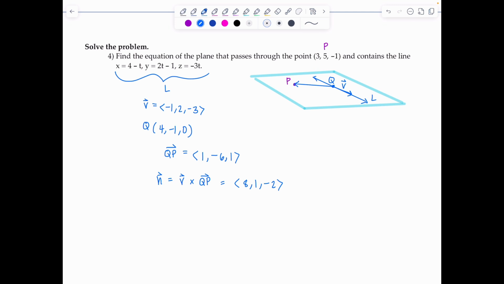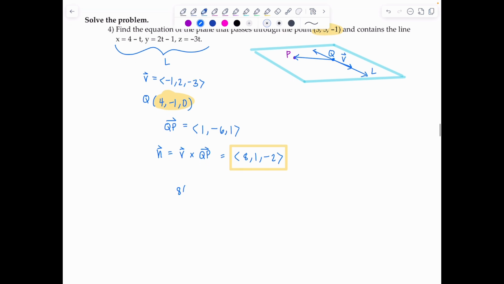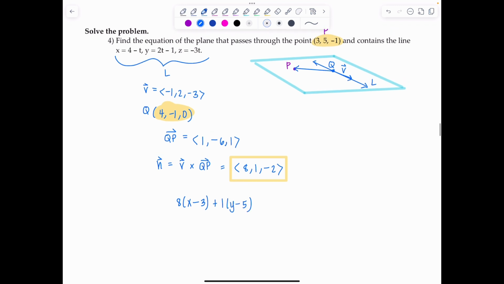Okay, now all we need to do is form the equation of our plane. So here's a vector normal to the plane. You can use the point P that was given. You can use the point Q that you found from the line. It really doesn't matter. Math is so beautiful, it'll all work out. So we have 8 times x minus 3 plus 1 times y minus 5. I'm using the given point. Minus 2 times z plus 1 is 0. And then this will all clean up to 8x plus y minus 2z is 31.